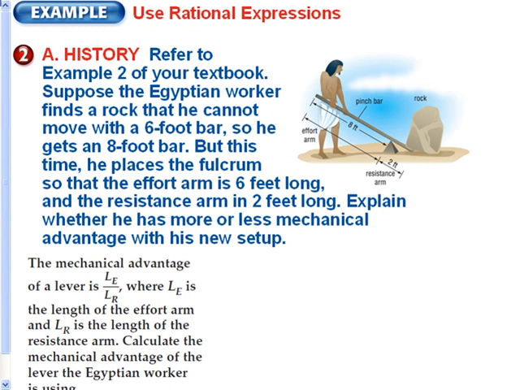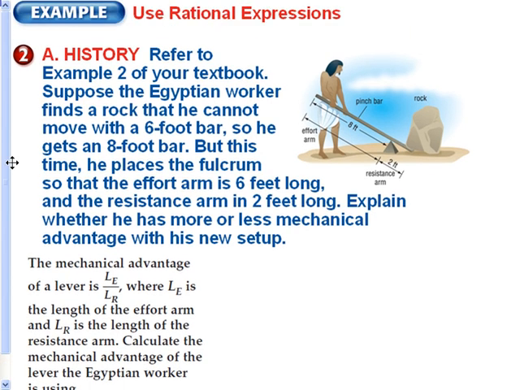Okay, back to your right page. So now we are working with leverage. Suppose an Egyptian worker finds a rock that he cannot move with the 6-foot bar. So he grabs an 8-foot bar, but this time he places the fulcrum so that the effort arm is 6 feet long and the resistance arm is 2 feet long. Explain whether he has more or less mechanical advantage with his new setup.